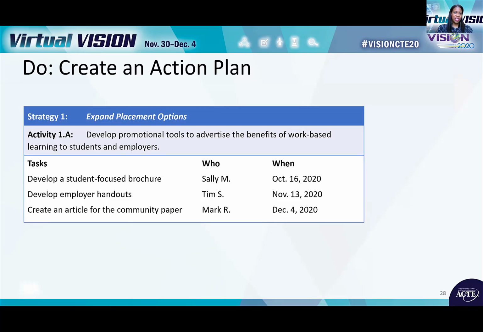What you see here is an example of the strategy, the goal, the task to get to that goal, who and when. This is your plan, your action plan that you will use to address the problem that you have identified.